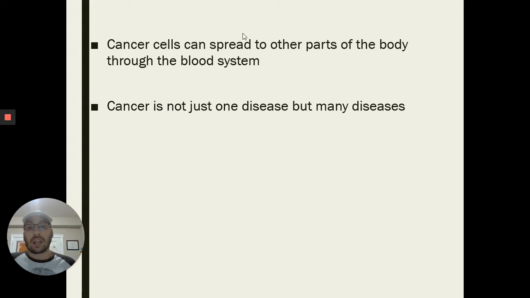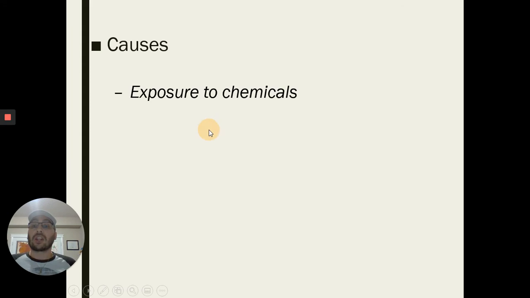So going back up here where it says it can spread, cancer can go from the lungs to other organs. And once it gets to the organs, that's where it gets really scary. There are more than 100 different types of cancers. And the causes for cancer could be exposure to chemicals. I told you about carcinogenetics.